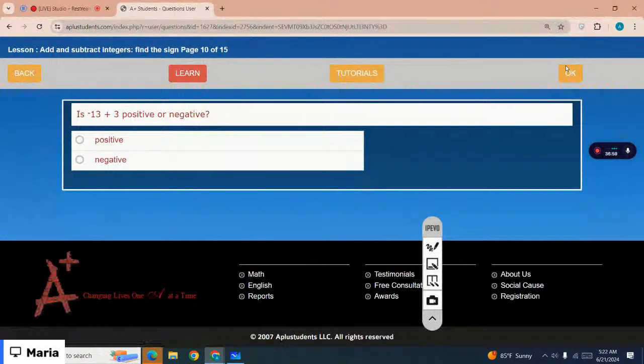Is negative 13 plus 3 positive or negative? Negative it is, right? Because 13 is greater. 13 has a negative sign. Answer must be negative.